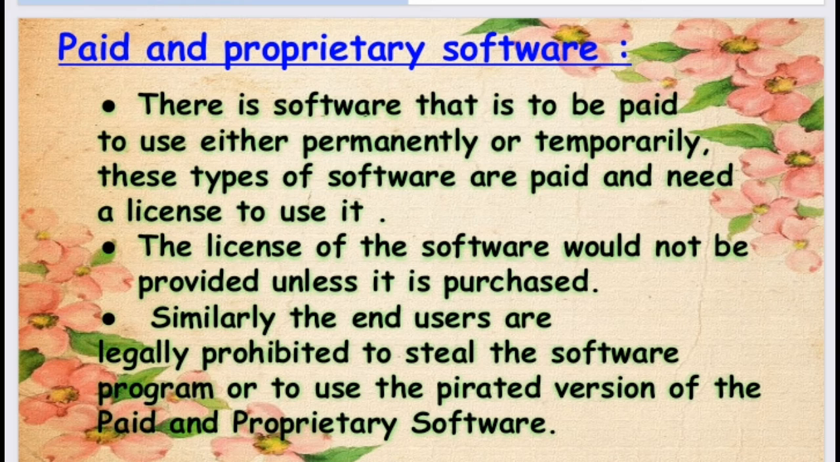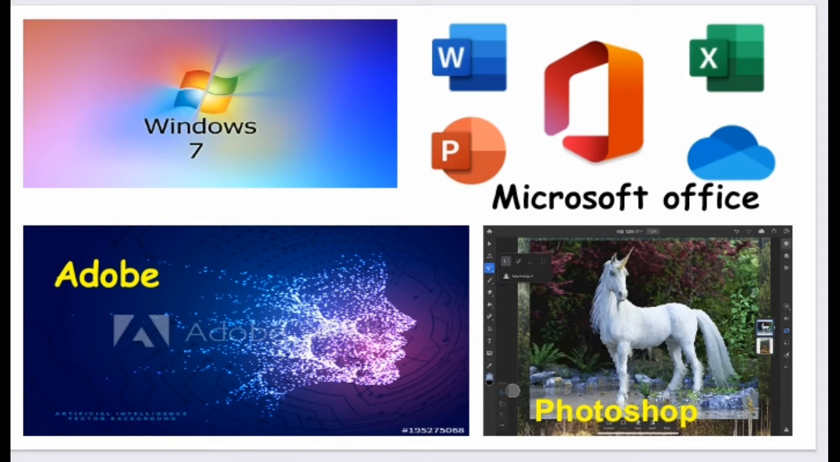The license of the software could not be provided unless it is purchased. Similarly, the end users are legally prohibited from stealing the software program or using the pirated version of the paid and proprietary software. See children, Windows, Microsoft Office, Adobe and Photoshop. So these are the examples of paid and proprietary software.